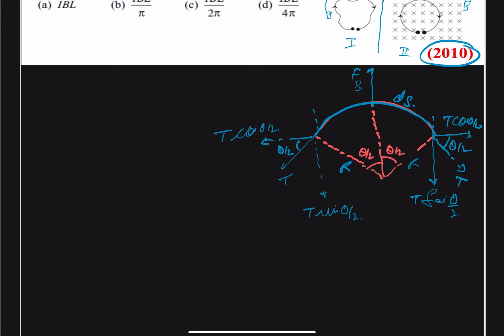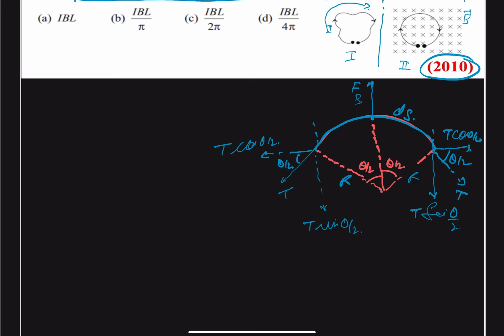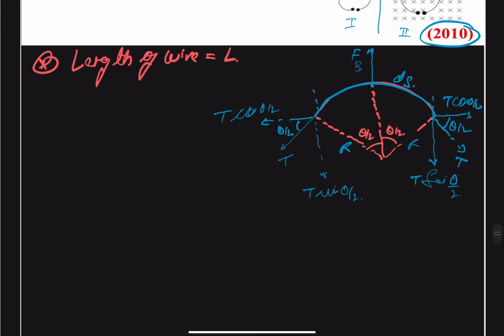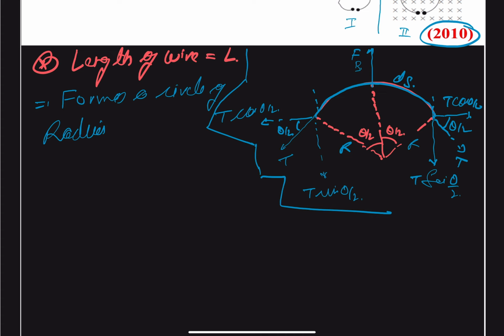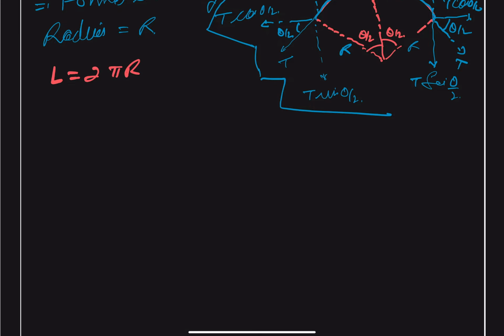So we are given that the length of the wire is L, and this wire forms a circle of radius, let us suppose that is our capital R. Therefore, we can write that our length will be equal to 2 pi R, and from here we can write that our radius is equal to L upon 2 pi.